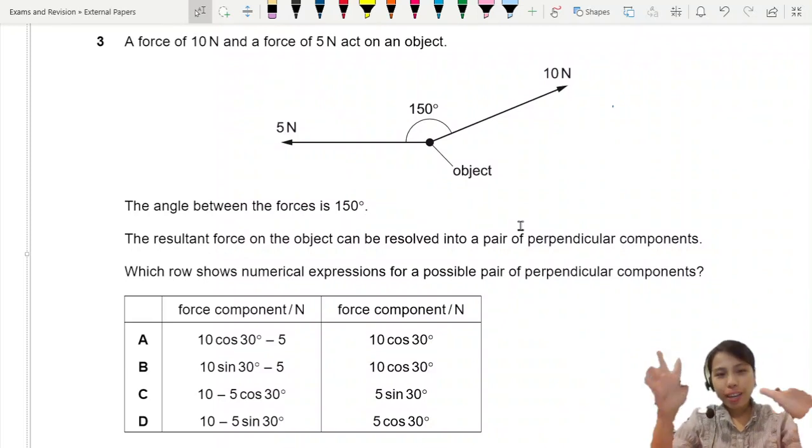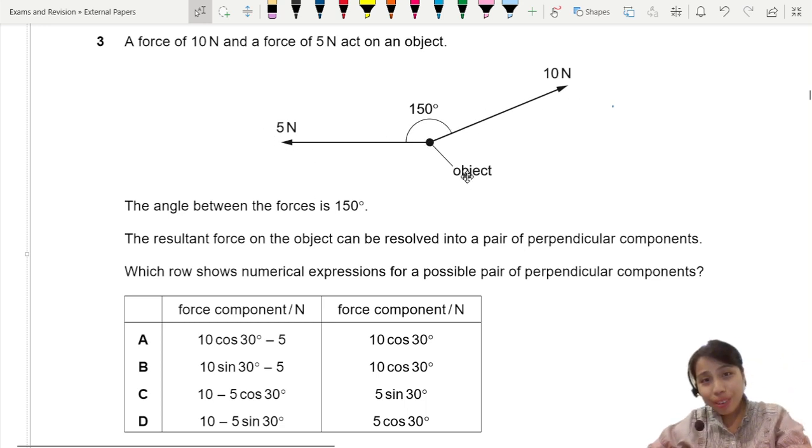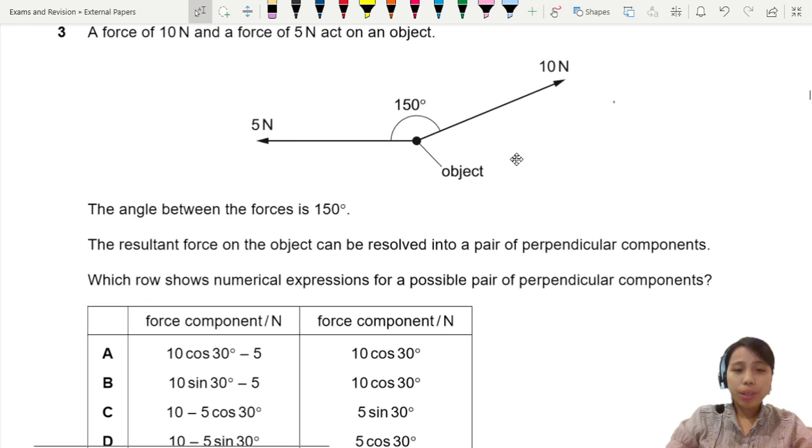A force of 10 Newton and a force of 5 Newton act on an object. So imagine you are the object. One friend pulls you here, one friend pulls you there. So where will you go in the end? Well, that's the resultant force. The angle between the forces is 150.